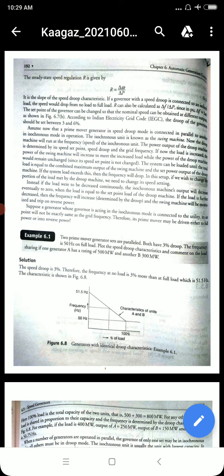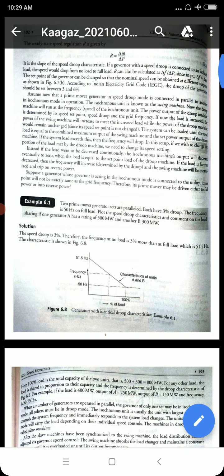Fine. So we'll go with one problem now, which depends upon the regulation R. You can see example 6.1 where two prime mover generators are set in parallel. Both have a 3% droop. The frequency is 50 Hz on full load. Plot the speed droop characteristics and comment on the load sharing if generator A is rated 500 megawatt and B is 300 megawatt.